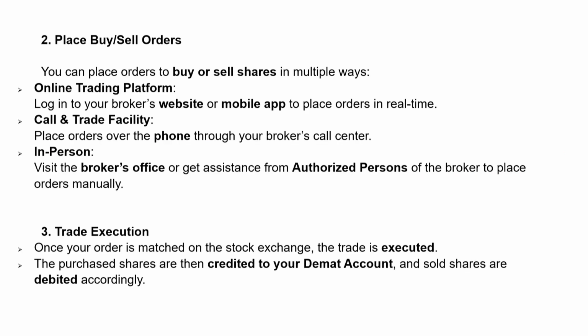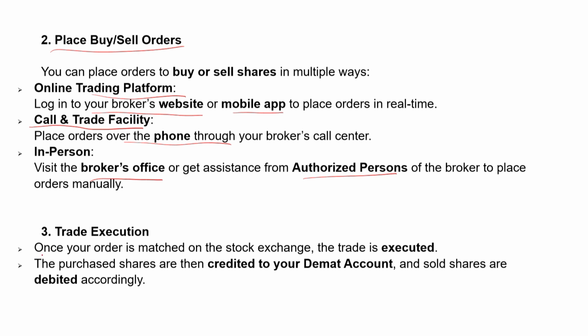Now, when you buy or sell any particular amount of shares in the secondary market, you need to place an order. For placing an order, any online trading platform can be used. You can log in to your broker's website through the mobile app or through the phone, which we had discussed in the previous slide. We can also make a call for the trading facility. We can place orders over the phone through your broker's call centers, as well as in person. We can visit the broker's office and get assistance from the authorized person, that is the broker, for the purpose of placing your orders manually in the secondary market.